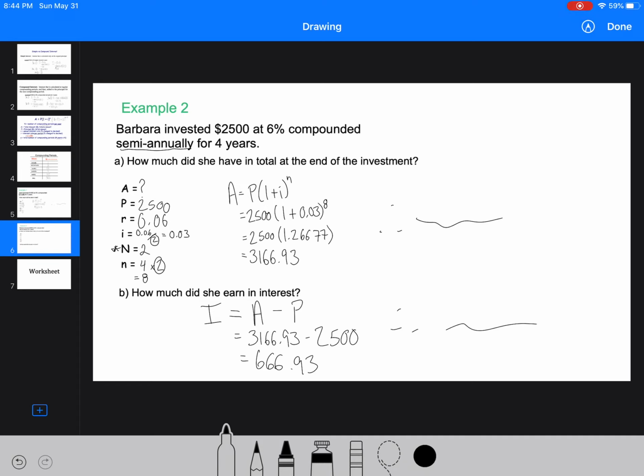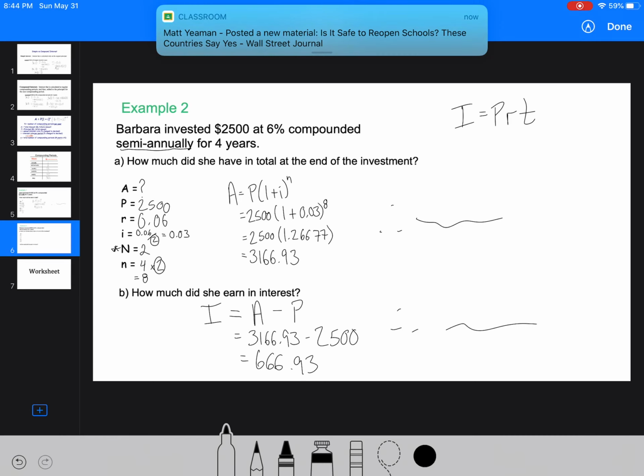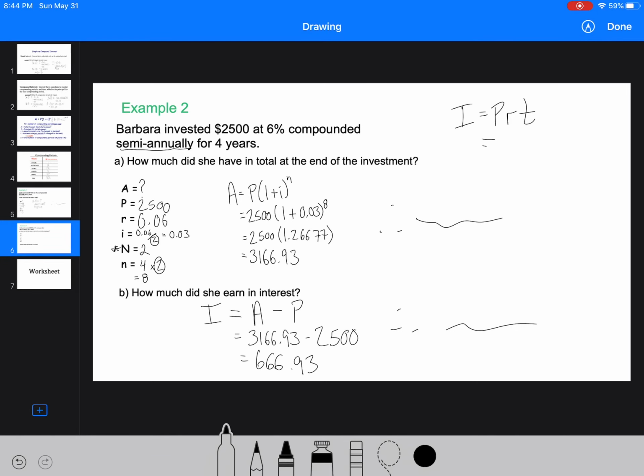If we were to look at simple interest, just in comparison, the interest here, so if we just did I equals PRT, the interest here would be 2,500 times 0.06 times 4. So if we were looking at that, we've got 2,500 times 0.06 times 4. They would make $600. So you've almost made $70 extra by doing compound interest.